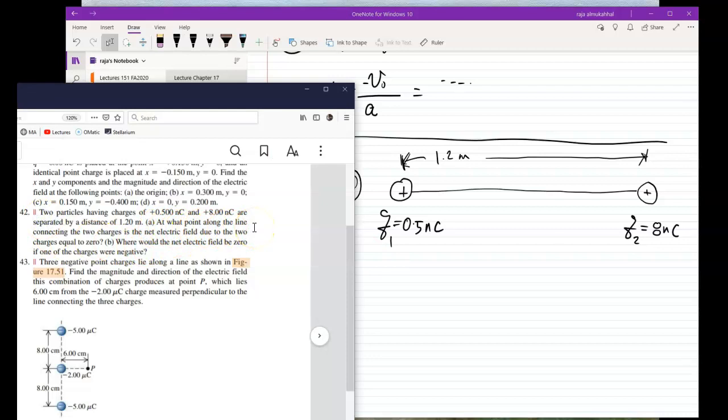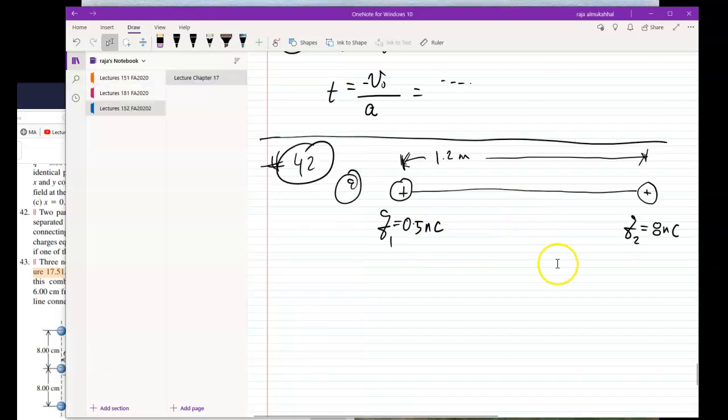He says at what point along the line connecting the two charges is the net electric field due to the two charges 0? What does that mean? Well, let me pick any point in space. Let's say here. It doesn't matter where. Let's pick it right here. That's just a point in space. There's no charge, there's nothing in there. Just a point in space.